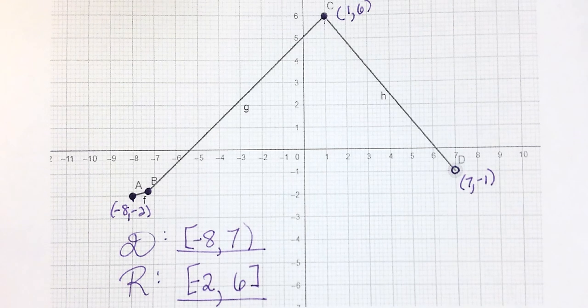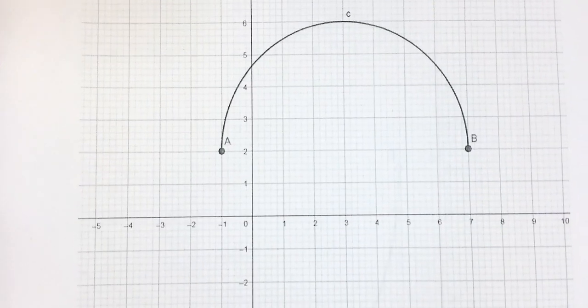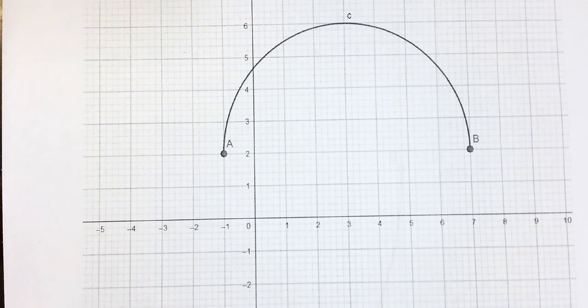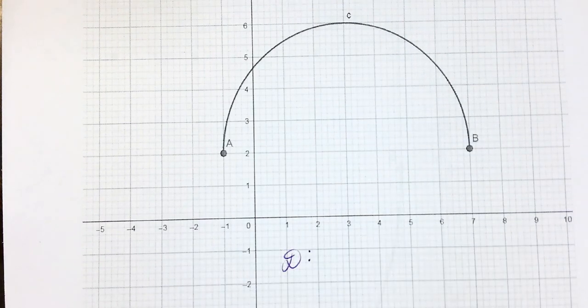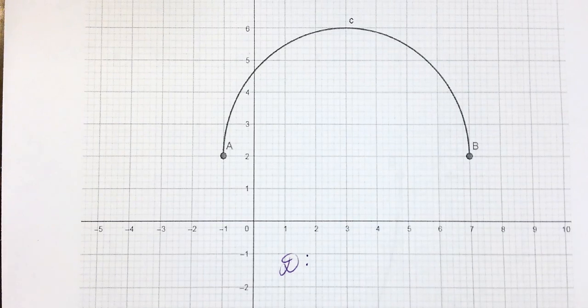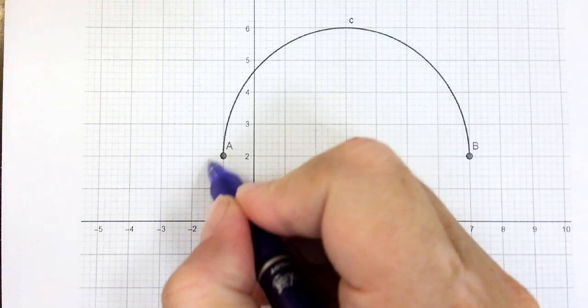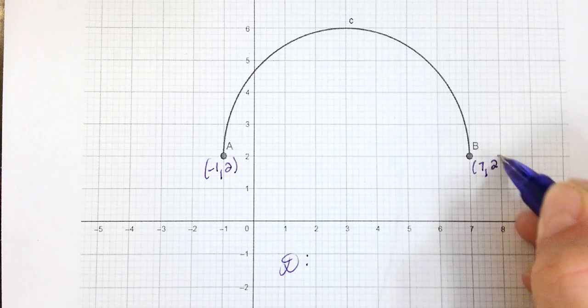Let's do another one. So we want to determine the domain and range of this graph. So domain, again, is the set of x values, the set of x values from left to right. So this point is -1, 2, and this point is 7, 2.